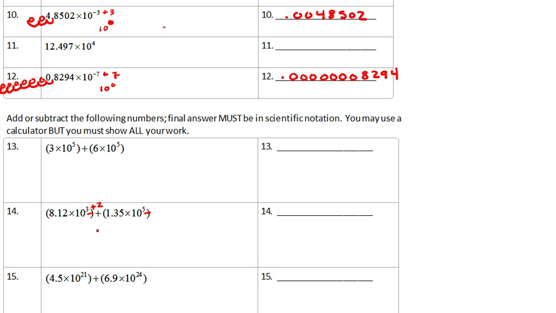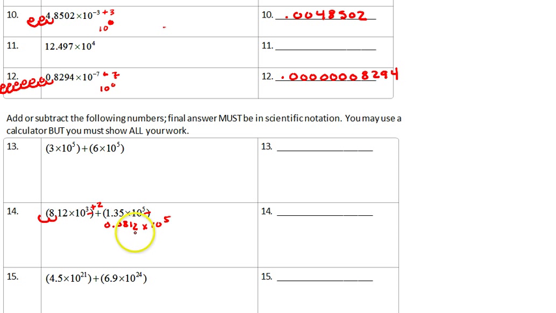Because my exponent's going up, I'm going to go to the left. So 1, 2 to the left. So this is going to become 0.0812 times 10 to the 5th. So now I can add these two.